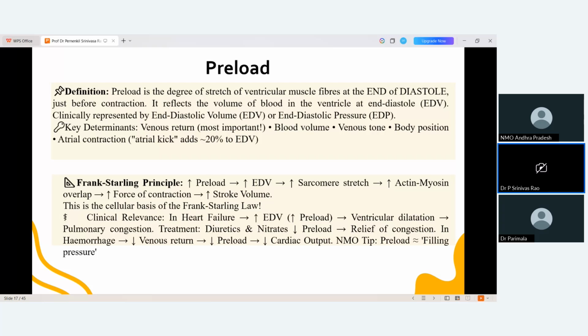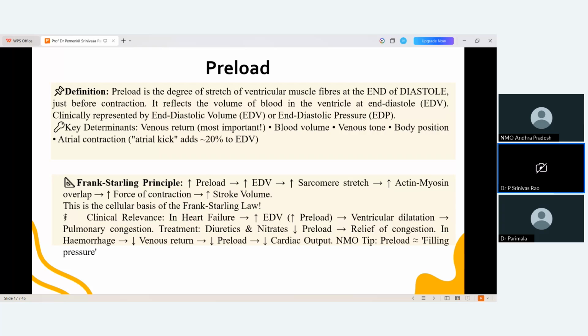Okay. So what does this end diastolic volume do? It gives a pressure which is called the end diastolic pressure. So how did this happen? Some amount of blood was coming from the atrium into the ventricles, and the ventricles went into diastole.